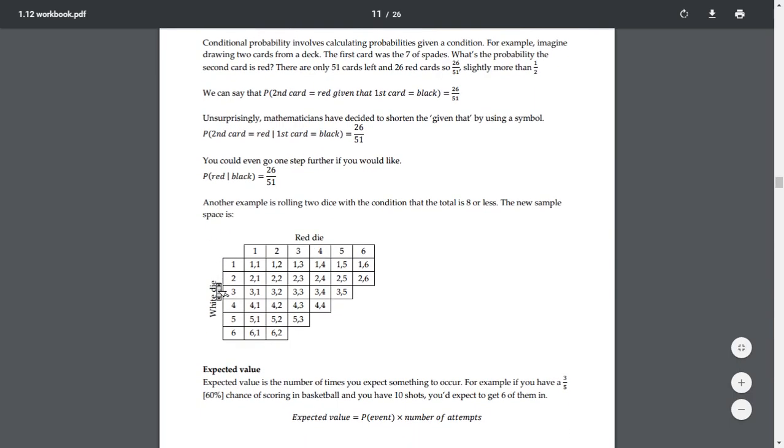Another example of a condition is rolling 2 dice, with the condition that the total is 8 or less. So the new sample space is similar to what we had before a few pages ago, but it's got these bits here taken out to reflect that. Say if we roll a 3 on the red die and a 6 on the white die, that totals 9, which is not allowed given our condition. So our new sample space is only, I think I counted it right before, 26 big. So the chance of getting snake eyes, 1-1, is now 1 over 26, rather than 1 over 36 if we had all of the sample space.